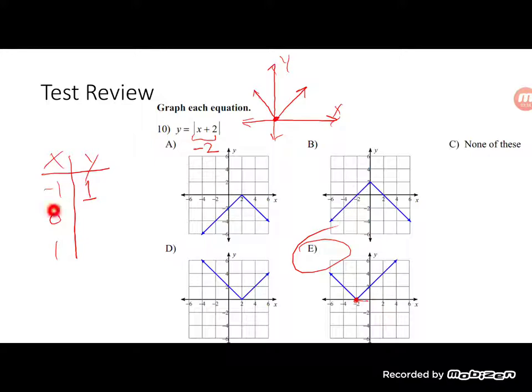So now I can also do x. I plug in 0 into there. 0 plus 2 is going to be +2. With the absolute value bars, it still just stays positive, so that would be +2. Then I can plug in 1 into there. 1 plus 2 is 3. Absolute value of 3 is still just 3.